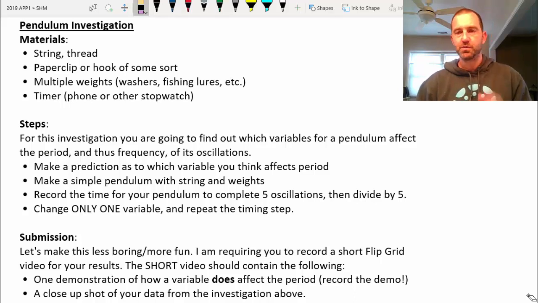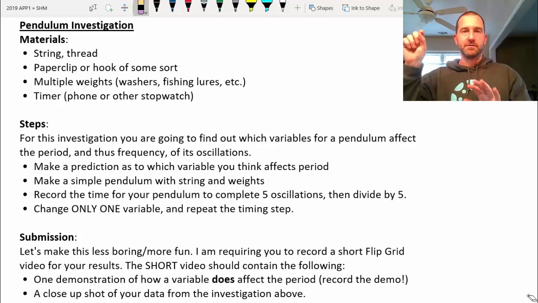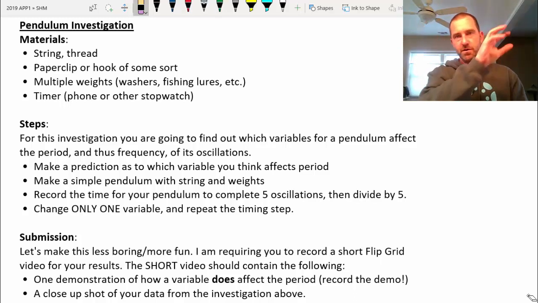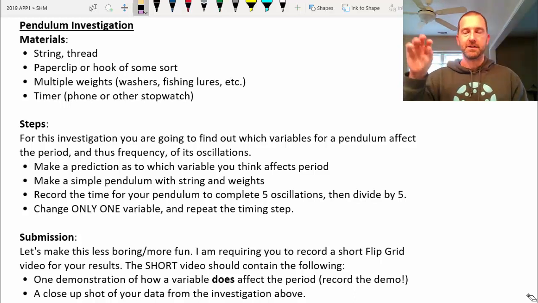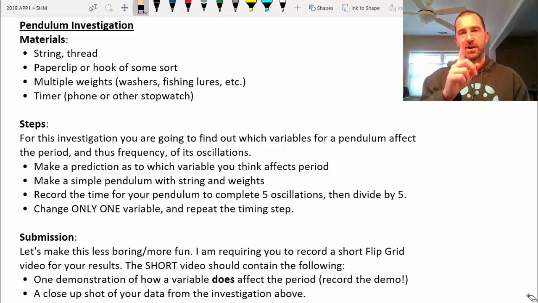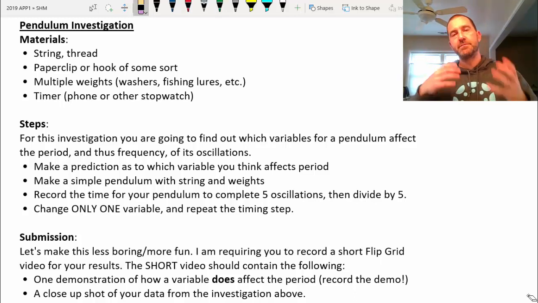So you want to change one variable at a time. So mass, length, amplitude, just change one, keep everything else as close to the same as possible, and then record the time. You want to just write it down on paper. I'm saying to do 5 oscillations. So start it, set the timer to go, it goes over, back, over, back. Every time it returns to where you let it go is 1 oscillation. Time 5 of those and then divide by 5. Then make a change, time 5, divide by 5, and keep doing that.